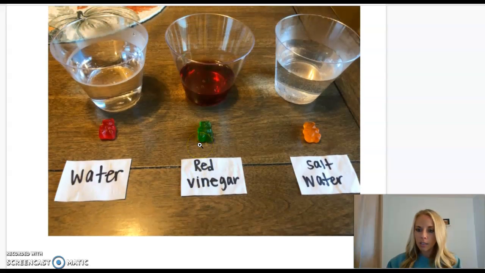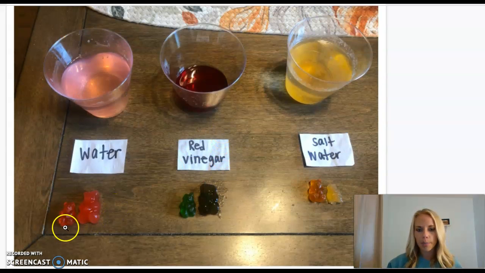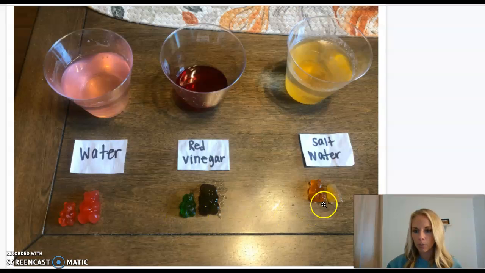So this was me going through my experiment on my activity. I chose the liquids water, red vinegar, and salt water. These are the images of the gummy bears prior to soaking in the liquid. And then after, you can see I put a regular gummy bear next to each one. You can see this was what the water did to this gummy bear, the red vinegar. Actually, the red vinegar was a little bit larger in real life than what this picture is depicting. And the salt water actually ended up being a little bit smaller.